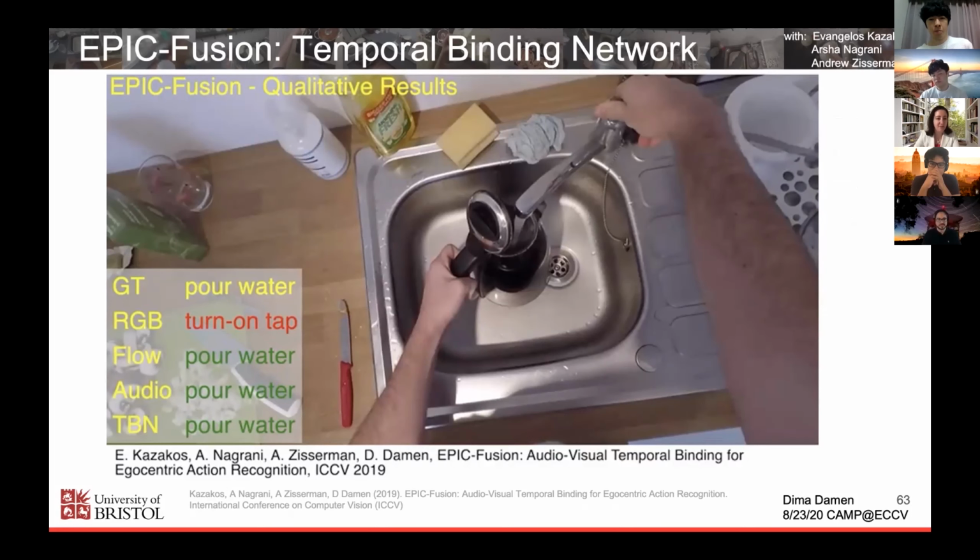Let's see some examples, and we'll go through the video. You're going to see the ground truth, how RGB is predicting purely RGB, purely flow, purely audio, but more critically, this temporal binding approach that's looking for out of sync modality matchings.